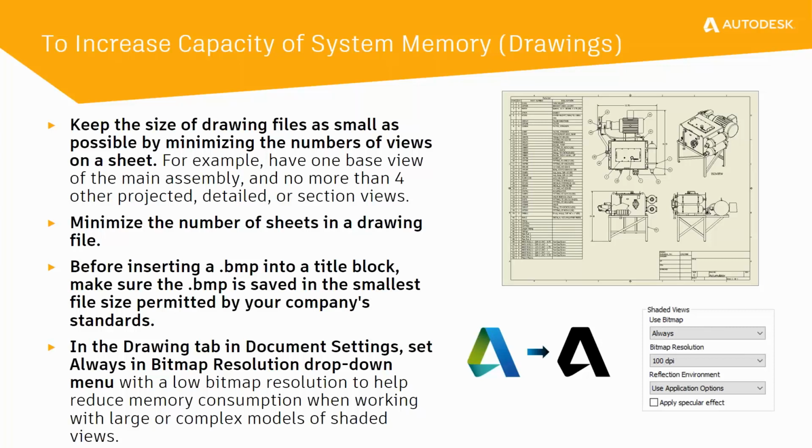Where possible, try and minimize the size of those by potentially reducing the bit rate of them, but also potentially changing them to a solid color like black. And then finally, in the Drawing tab in Document Settings, set Always in Bitmap Resolution from the drop-down menu. This can help when working with shaded views by minimizing the resources required to actually generate that view, to replace it with a bitmap and use a low resolution bitmap in place.